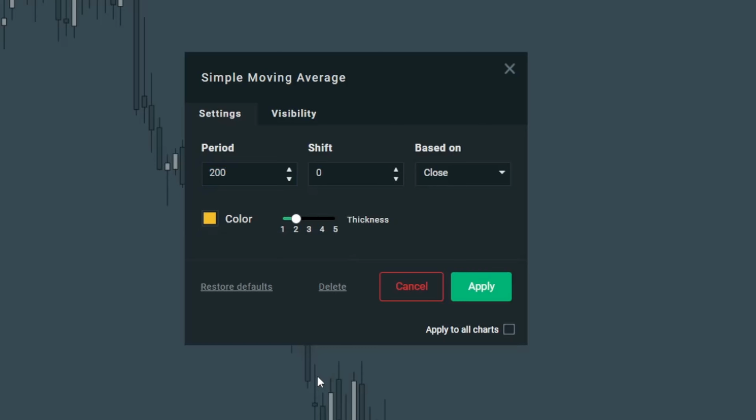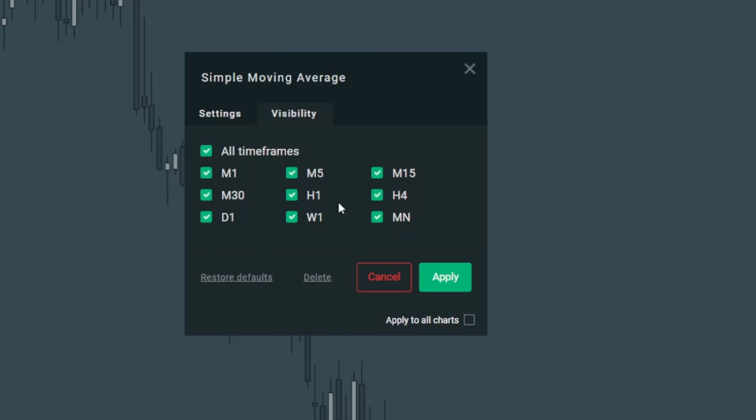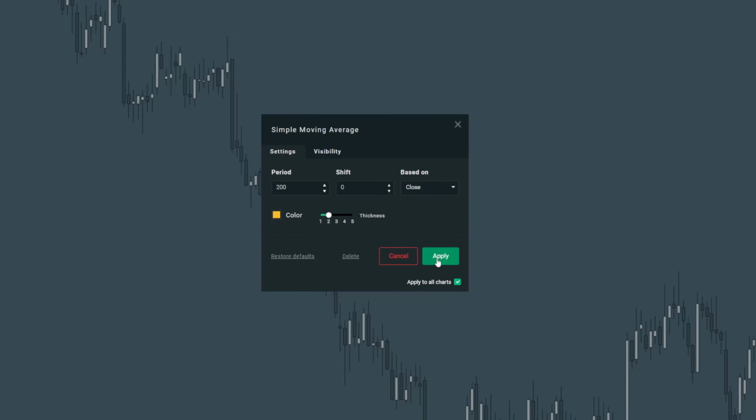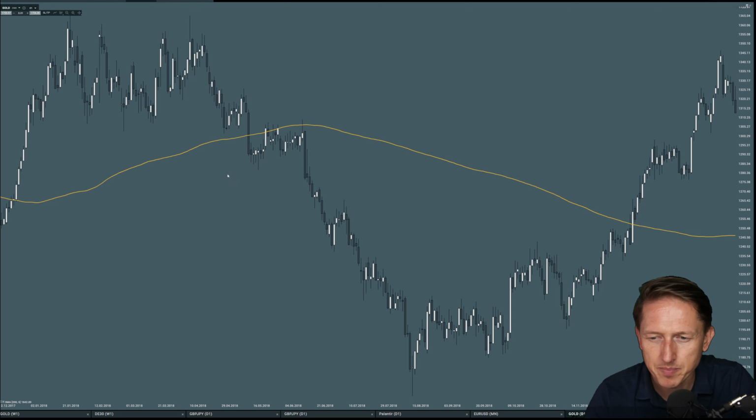Period 200. Let's set it to a nice goldish color. Shift 0. Based on you've got open, close, high, low, always close. And visibility, you can check where you want it. I think you want it everywhere, so you can apply it to all charts that you have at the time, so that will be easy. And apply. And bang, here we are. Beautiful simple moving average.